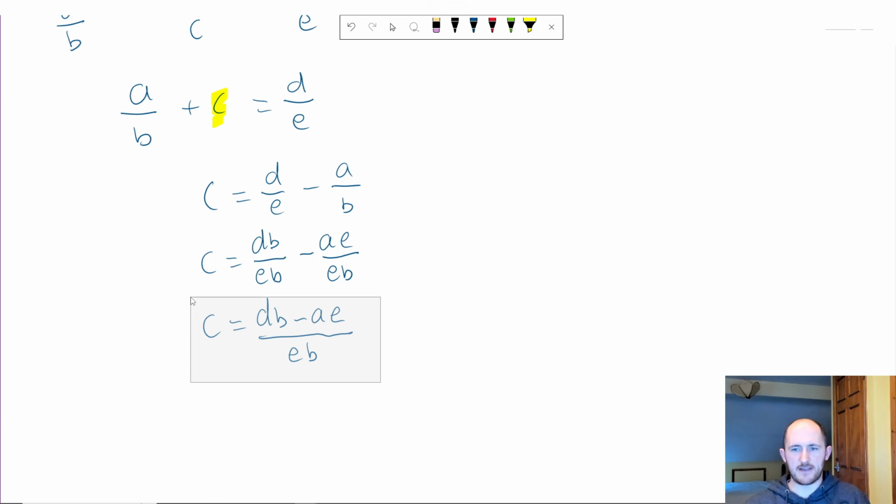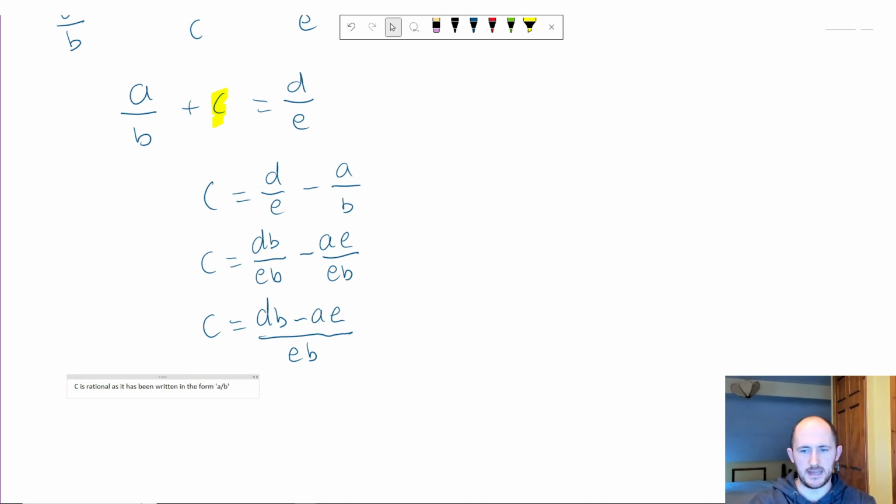Well, if I have a look at this, and again I'm hoping you did pause it for a second at least, this is a fraction where, first of all, everything's a rational number. So two rational numbers times together gives me a rational number. So a rational minus another rational is rational, divided by a rational is also rational. So in other words, C is rational as it has been written in the form A over B, where A and B are integers.